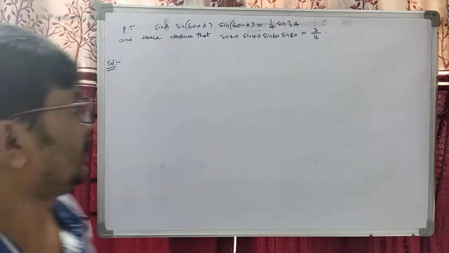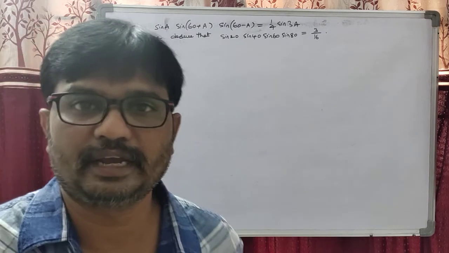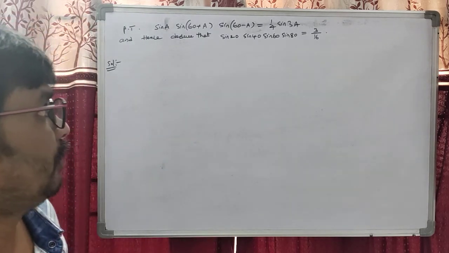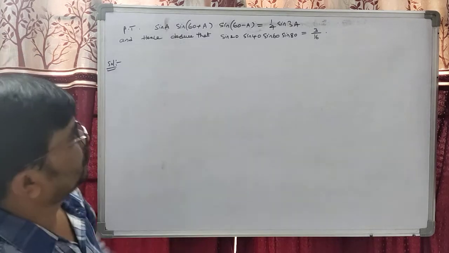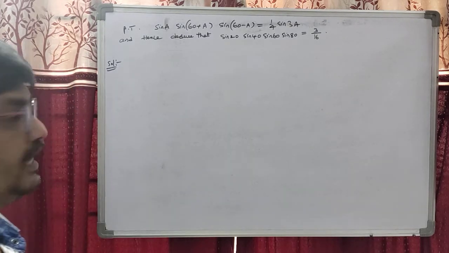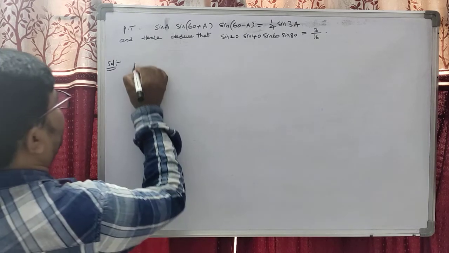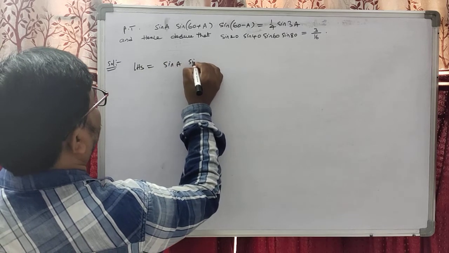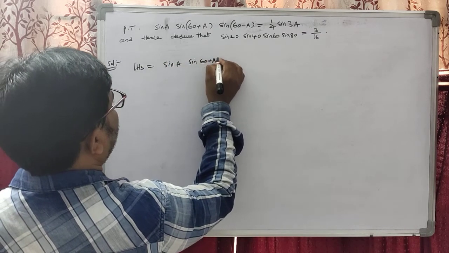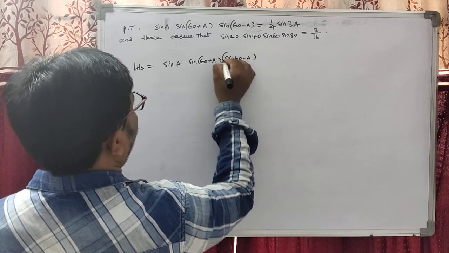My dear students, another formula is sine A into sine of 60 plus A into sine of 60 minus A is 1 by 4 sine 3A, and hence deduce that sine 20, sine 40, sine 60, sine 80 is 3 by 16. Okay students, now the left hand side is sine A, sine of 60 plus A into sine of 60 minus A.